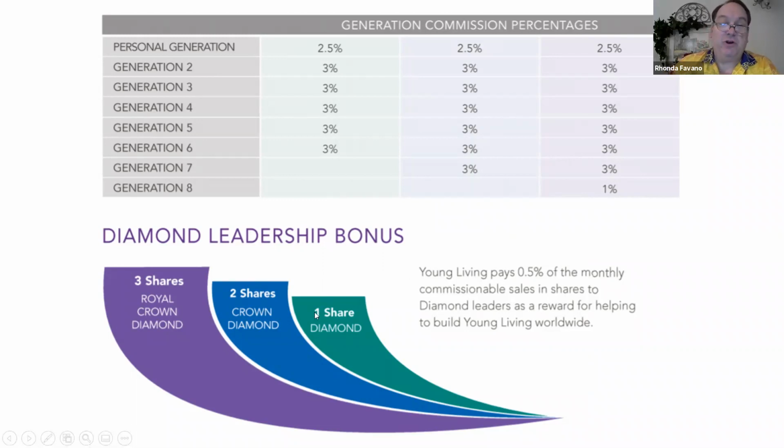But the cool thing is when you're a diamond, you get 1 share diamond bonus. Okay, so we talked about the silver bonuses where it was $136. The diamond shares is around $1,600 right now. When you hit crown, you get 2 of those. When you hit royal crown, you get 3 of those.